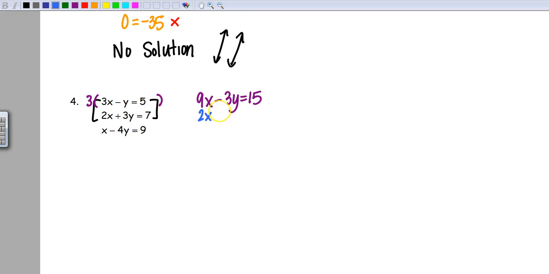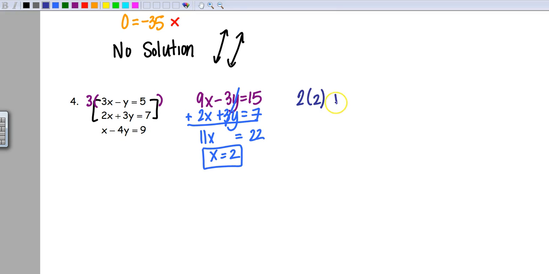Bring this one down underneath. This time you notice the only thing that's going to cancel is the y's. That means we will have an intersection point. Get a 2. I'm going to plug that 2 back into one of these first two equations that I just did. I'm going to do the second one because I prefer addition to subtraction.